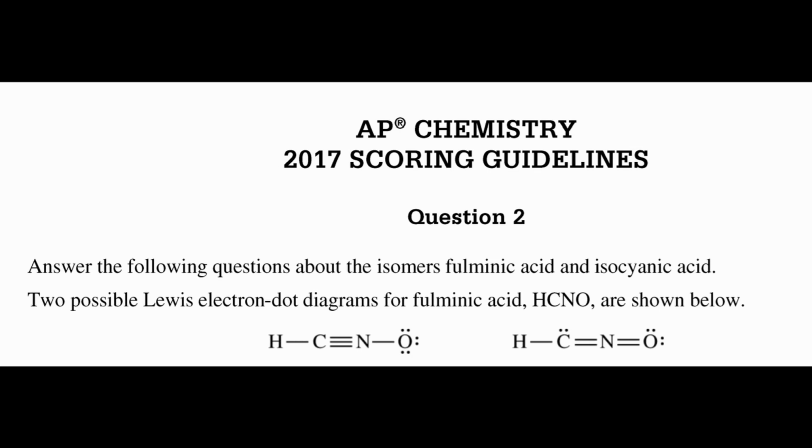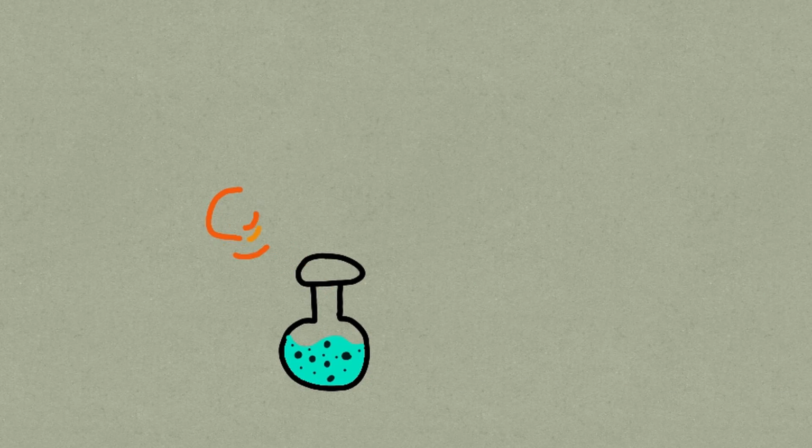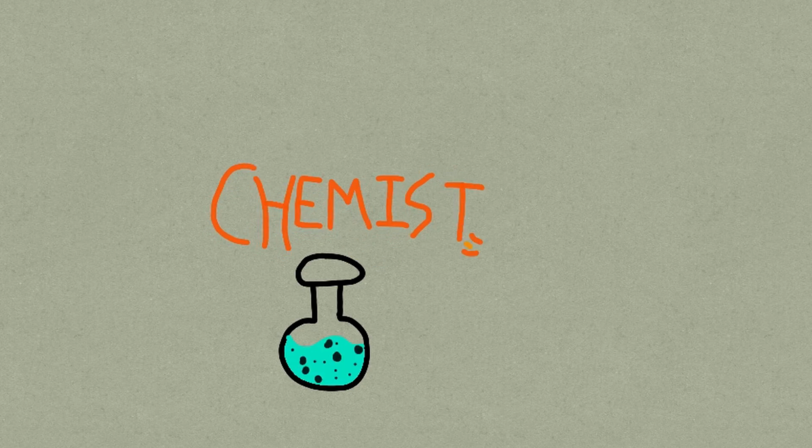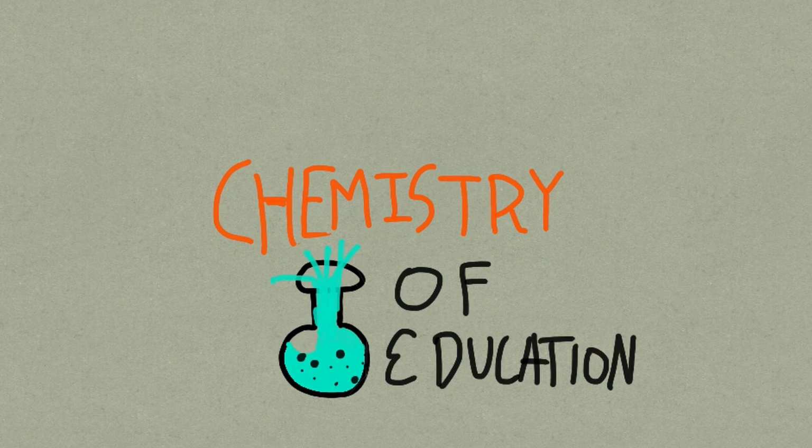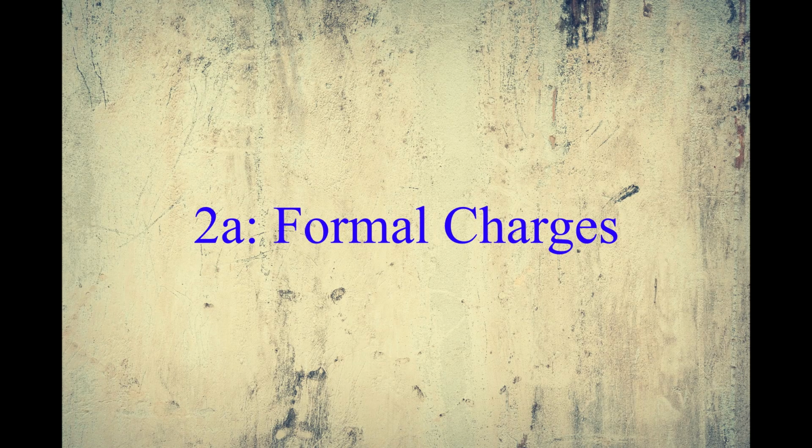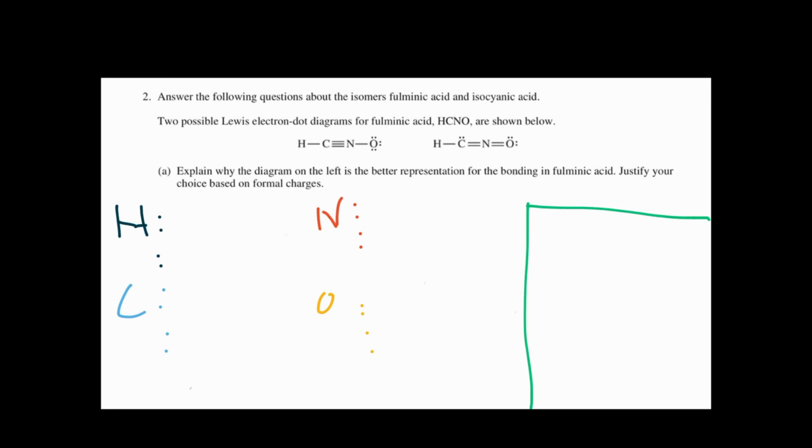Hi everyone, today we're going to be discussing the second FRQ of the 2017 AP Chemistry exam, which mainly talks about rate and equilibrium and structure. This question asks us to look at formal charges. So let's first of all denote the formal charges for each atom in every molecule.